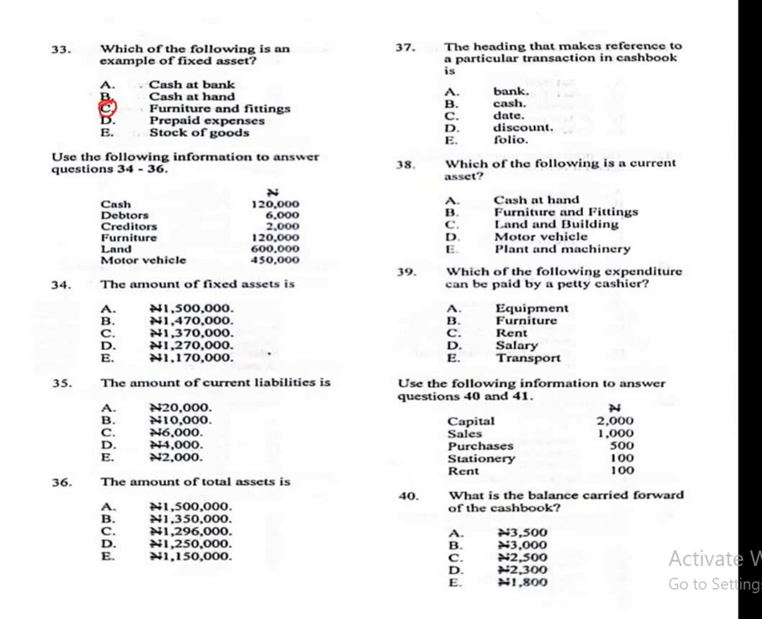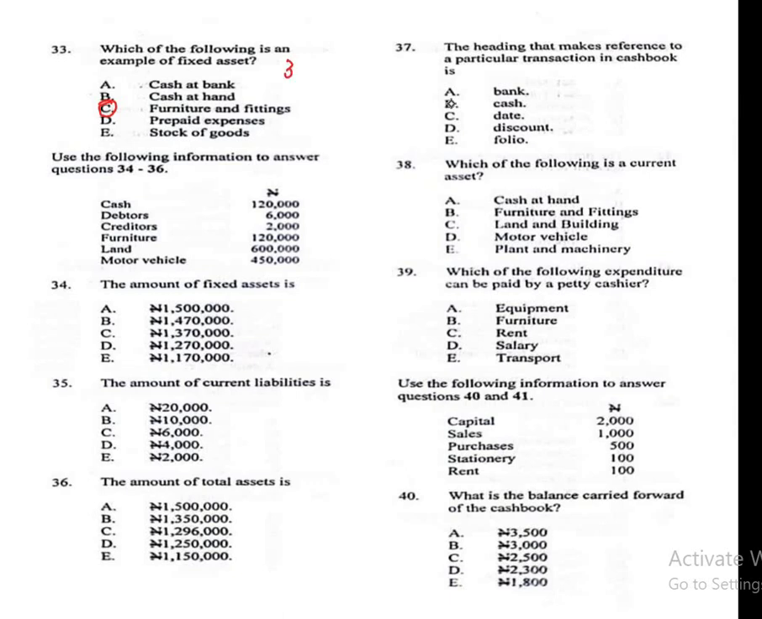So question 34 says, the amount of fixed assets is A. 1,500,000. B. 1,470,000. C. 1,370,000. D. 1,270,000. E. 1,170,000. Among the options we have, which is the correct answer? To get this, we need to calculate.